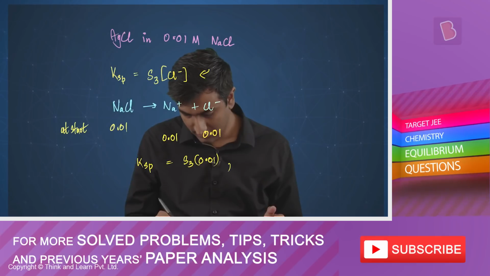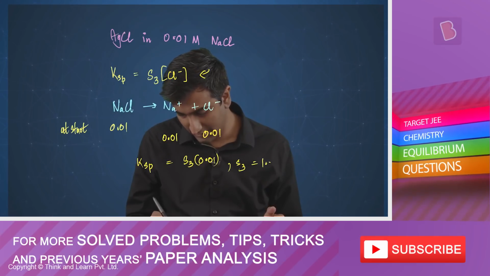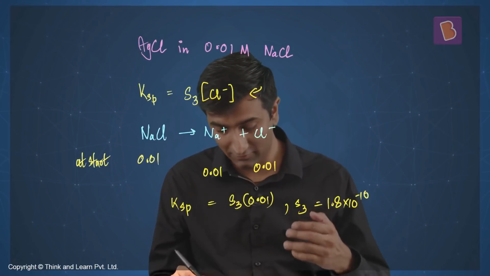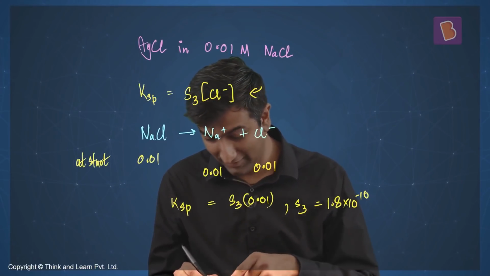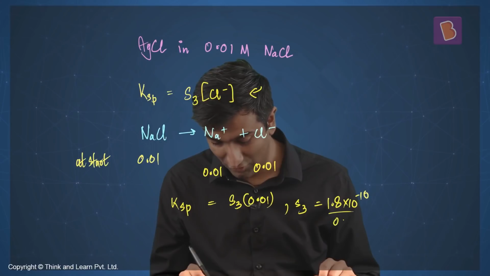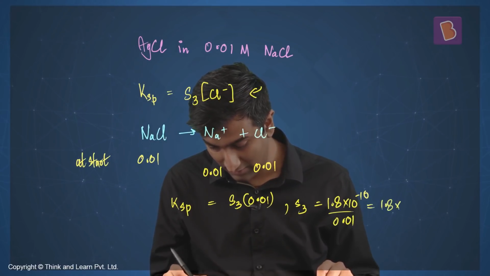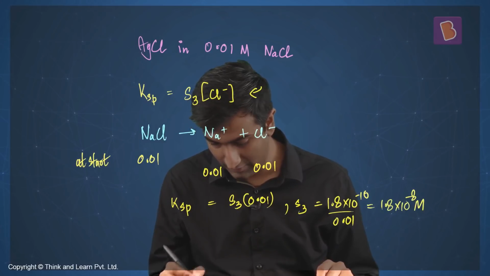Yeah, so S3 is going to be equal to 1.8 into 10 power minus 10. And I've actually remembered the value, the number of times I've done this, right? So, okay, 1.8 into 10 power minus 10, divide this by 0.01, and what do you get? You get 1.8 into 10 power minus 8 molar.